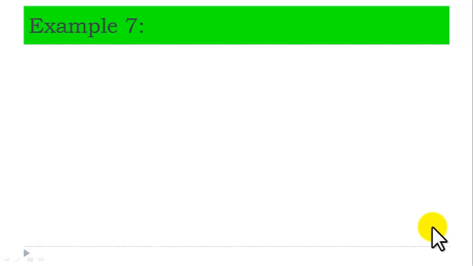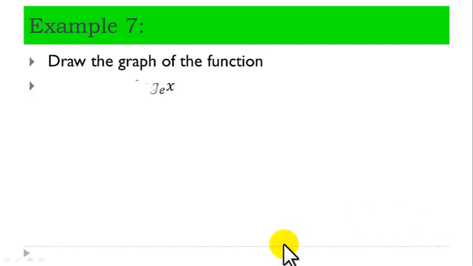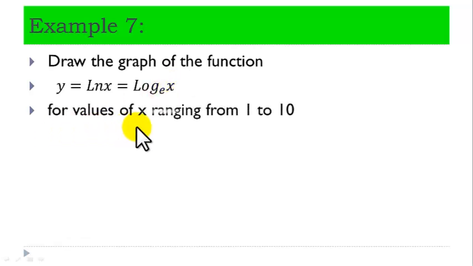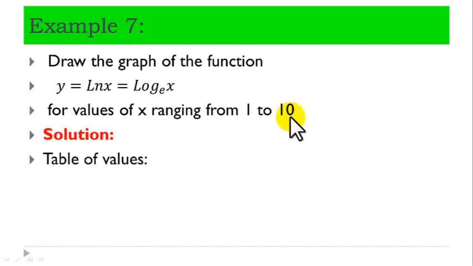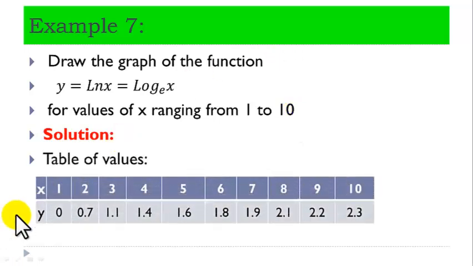Example 7. Draw the graph of the function y equal to ln x, which is also written as log x in base e, for values of x ranging from 1 to 10. Solution. We construct a table of values as follows. These are the values of x from 1 to 10, and these are the corresponding values of y.